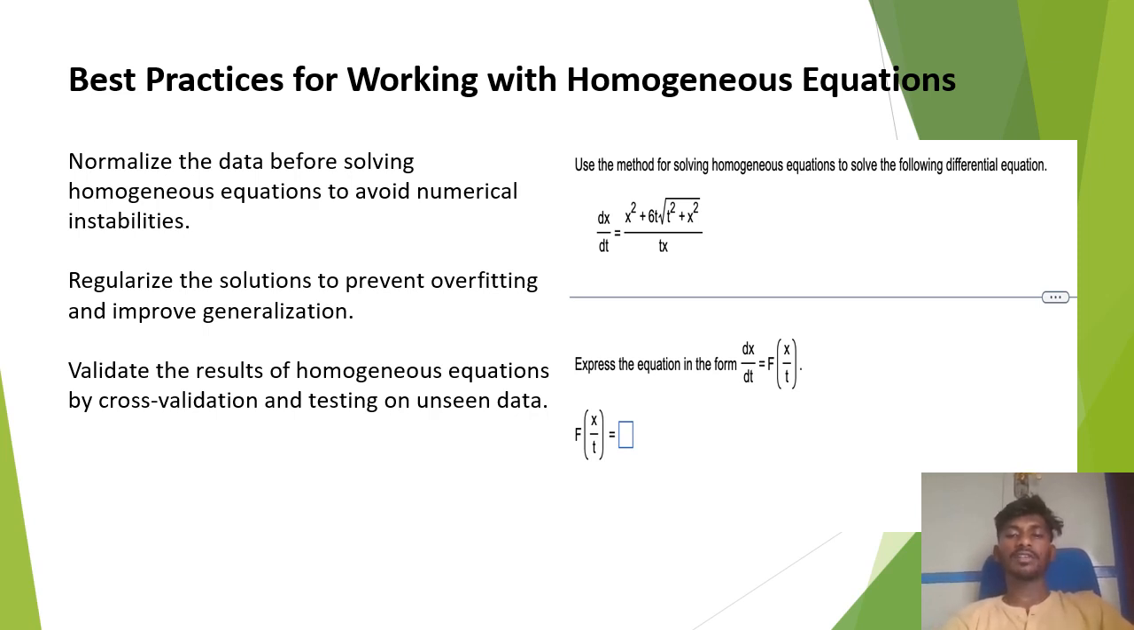Use the method for solving homogeneous equations to solve the following differential equation: dx/dt = (x² + 60√(t² + x²))/(tx). Express the equation in the form dx/dt = f(x/t).